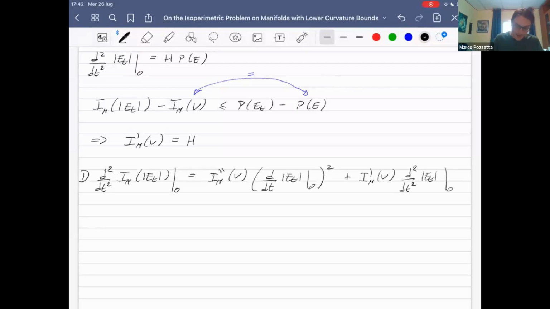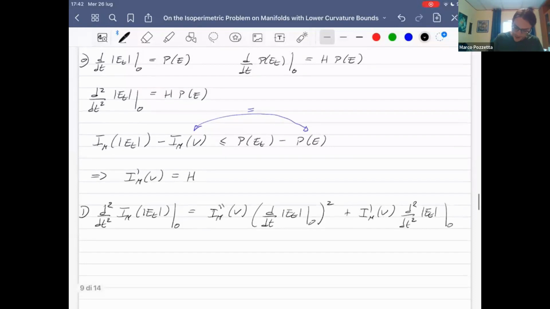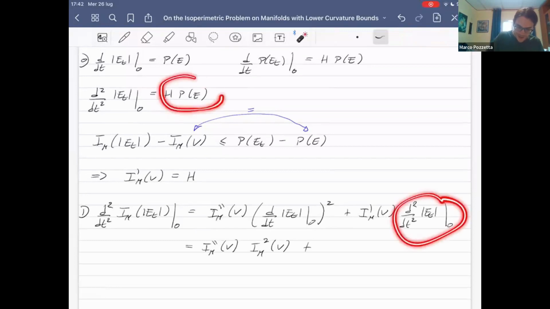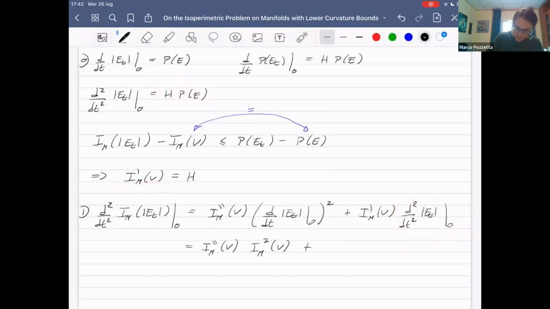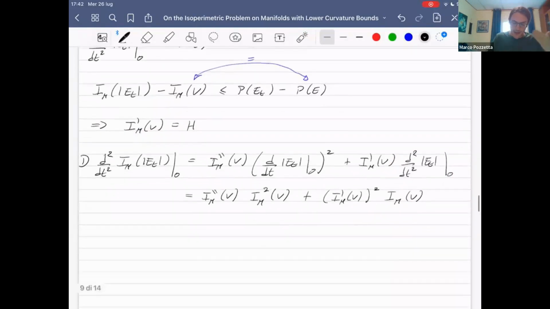But now I know from computation number 0 the values of these derivatives. Here I get I_M second derivative times perimeter squared, so times I_M squared at the volume V, plus here I would get the second derivative, which is H times perimeter, but H is the first derivative. So I get the first derivative twice: I_M prime at V squared times I_M at V. And this is the very computation. I just did the second derivative of this composition.